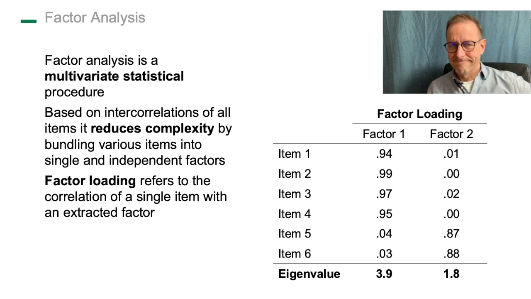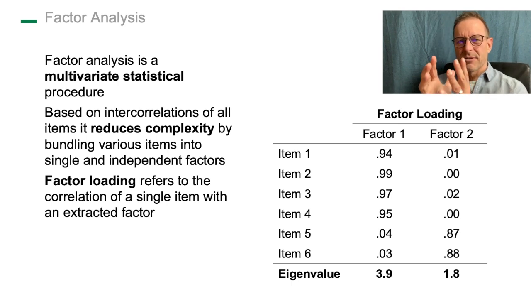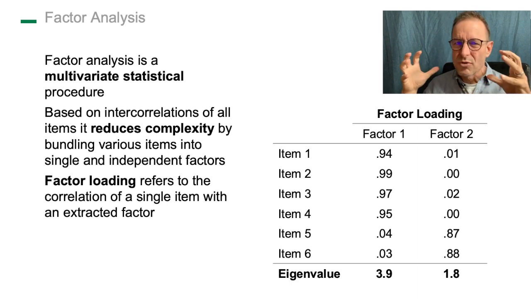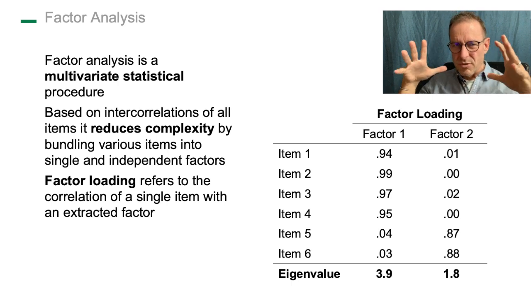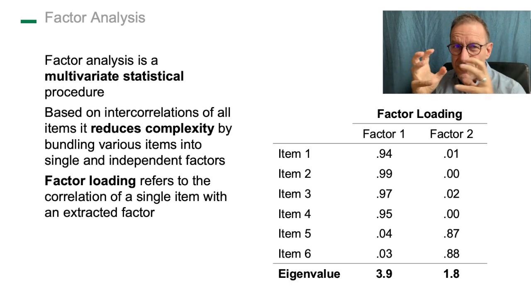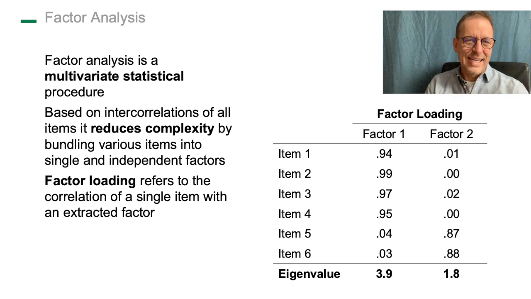Okay, that's it. Now, what you want in a factor analysis is that the factor really explains the variance of as many items as possible, because you want to reduce complexity. You want to translate many items into a few factors. So here is another concept which is key for factor analysis, which is the eigenvalue.